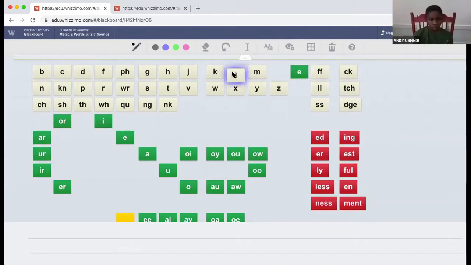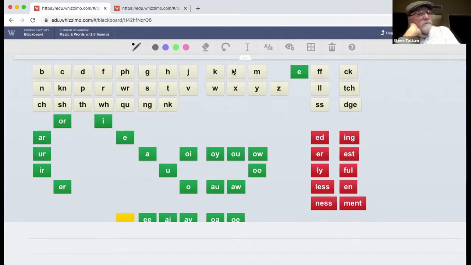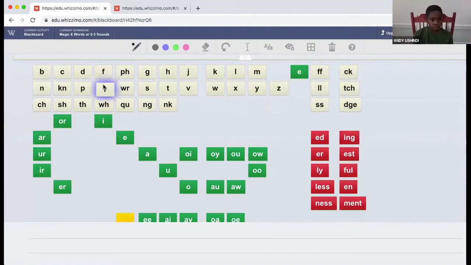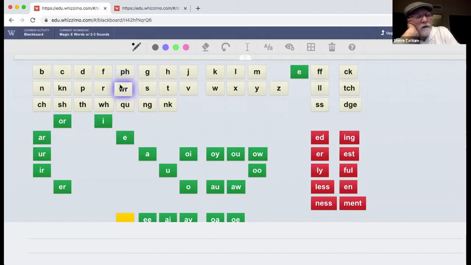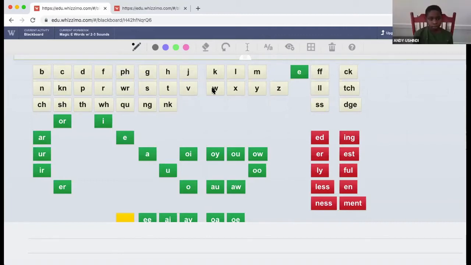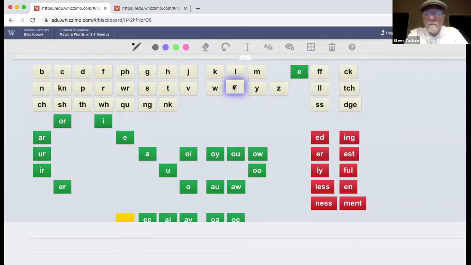All right, I forgot to do this. Go to the second row. Okay, we're going to work in that row now. Are you ready? R. That's one. What's the other? R. All right, V. X. Y. Let's go to the vowels.